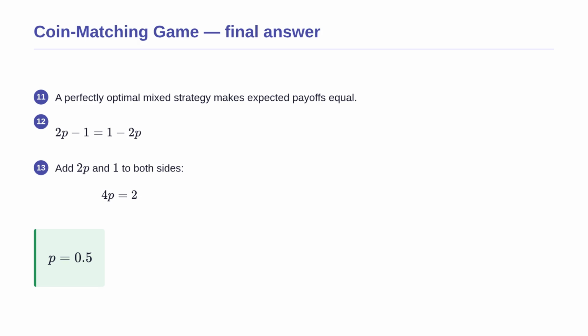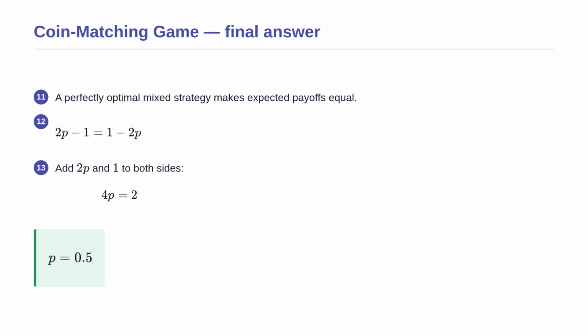A perfectly optimal mixed strategy means player A's expected payoff should be exactly the same, regardless of what player B chooses to do. Therefore, we set the expected payoff from player B playing heads equal to the expected payoff from player B playing tails. This creates the simple linear equation: 2p minus 1 equals 1 minus 2p.